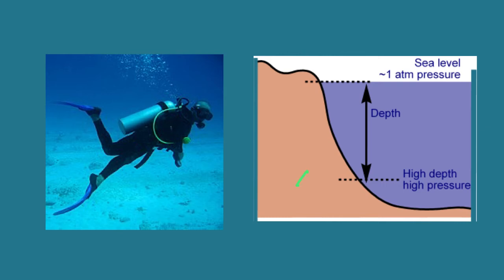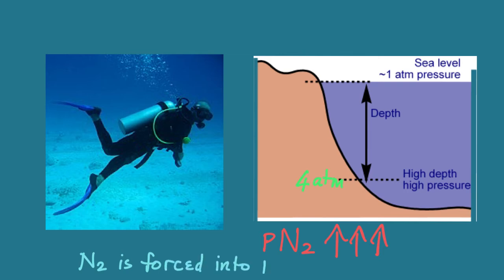All this changes in deep sea diving. At ocean depth, the pressure is very high. It's 4 times the atmospheric pressure. And so the partial pressure of nitrogen is extremely high, high enough that it overrides the solubility factor, and nitrogen is forced into the pulmonary capillaries.